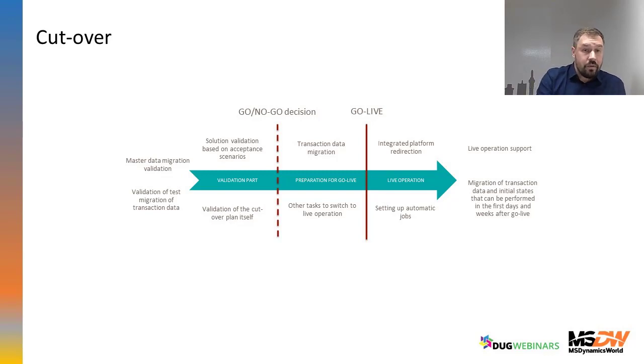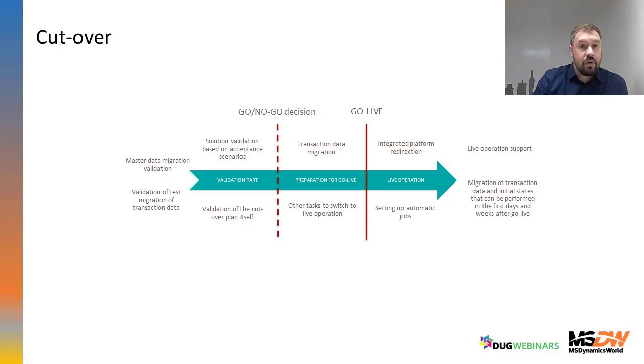And the fourth part is validation of the cutover plan itself. So it means that every task of the plan itself is prepared. So this is the checklist of everything that has to be done to go live, and not only go live, but there are some things after go live, especially in the first months, which have to be made. So this is before go/no-go.